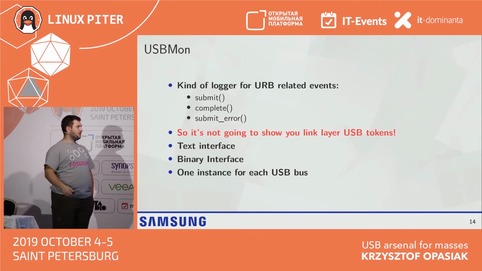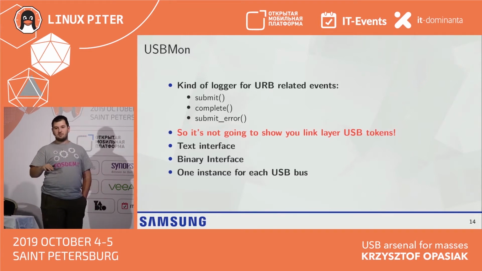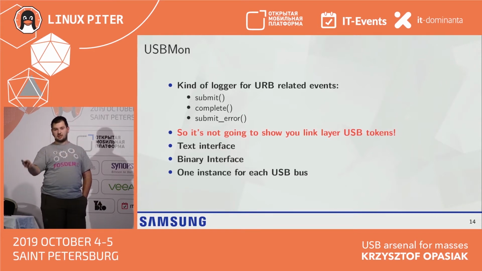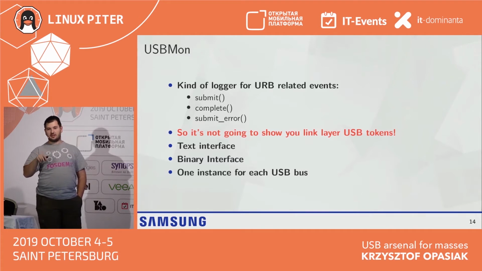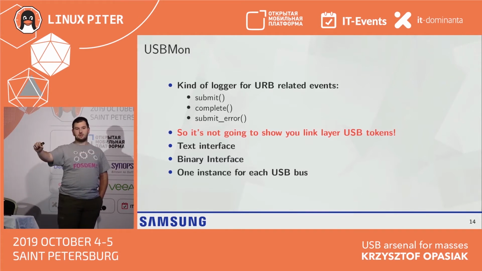What's important to notice here is that because we are operating at URB level, we are not going to see the link layer packets that we were talking about in the beginning. I mean the in token, out token, data packet, and stuff like that. We are going to see only whole USB transfers.